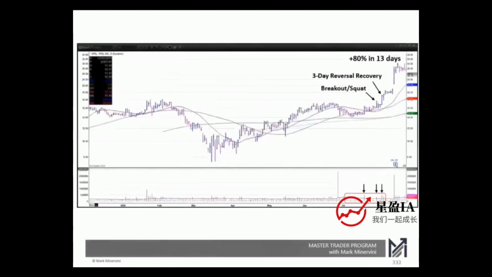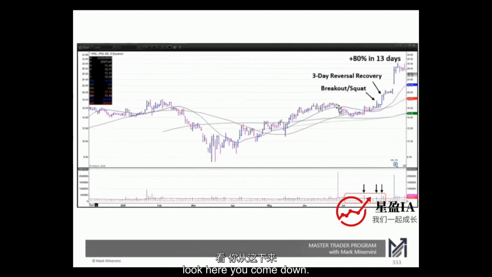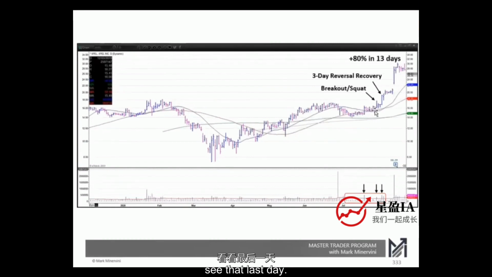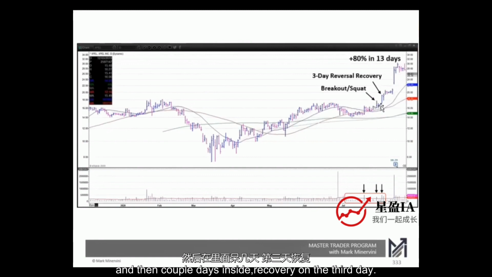There's another one. So here, again, we break out. Look at the pattern. See how there's always VCP? Are you guys watching this and seeing how in everything I show you, there's always VCP? Look here, you come down, you actually have a low cheat right here. Then you form right here, you have another here and a tightening where you get now just one last day. See that last day? That's your last tightening. And then bang, you come out here, you squat, and then a couple days inside, recovery on a third day. This went up 80% in just 13 days.